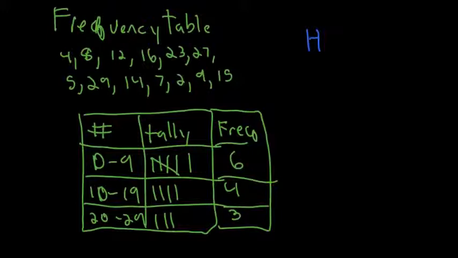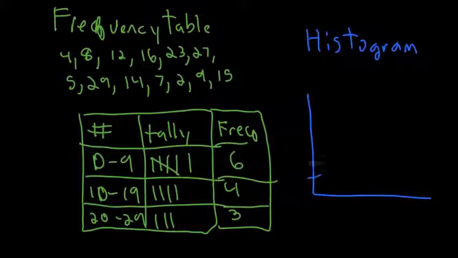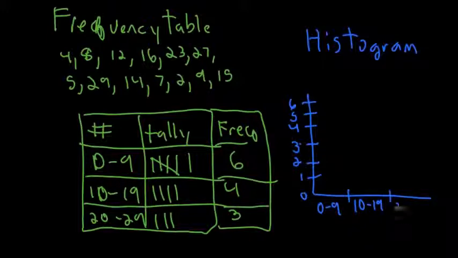And in order to be a histogram, we have to have intervals, which I did when I made my frequency table. So over here, it just looks like a bar graph with a few differences. So we got 0, 1, oops, messed that up. Let's erase real quick. Should be 1, 2, 3, 4, 5, 6. And then down here, we'd have 0 to 9, 10 to 19, and then 20 to 29.